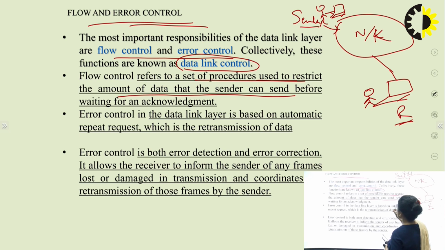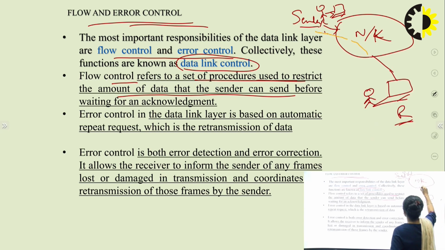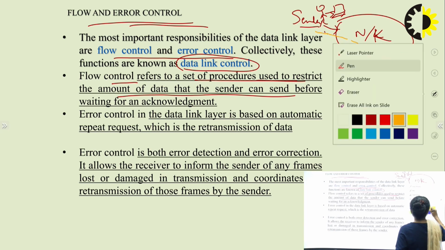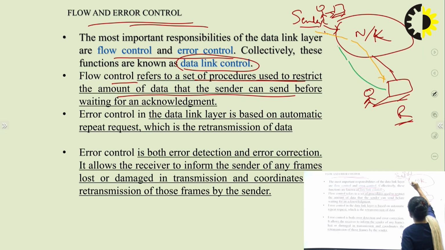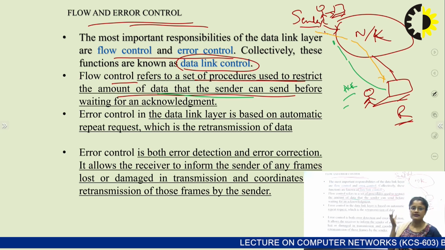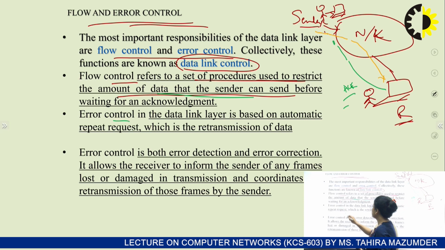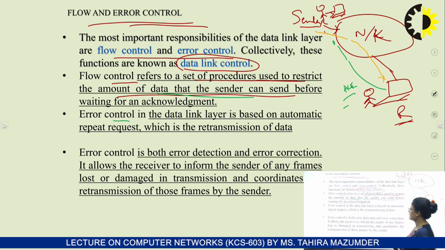Here flow control looks at the set of procedures which ensure that, as data is transmitted from the sender to the receiver, we know how much data can be transmitted before an acknowledgement signal comes from the receiver to the sender. It focuses on the amount of data the sender can send before waiting for an acknowledgement, to ensure that the sender sends an amount of data which the receiver can actually accept without overflowing.